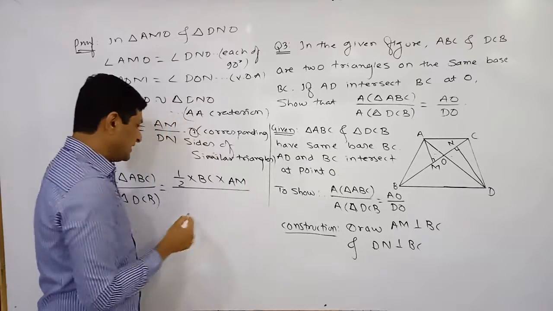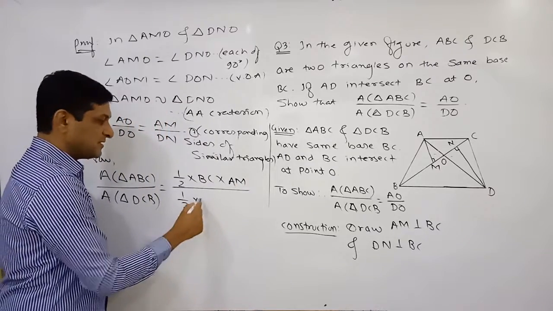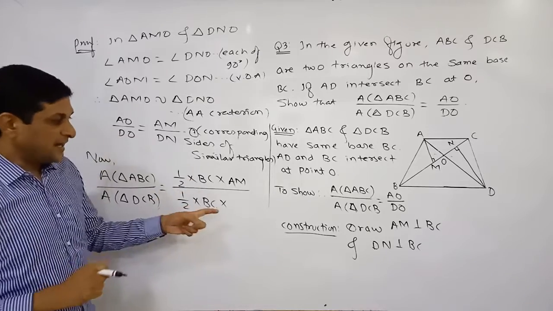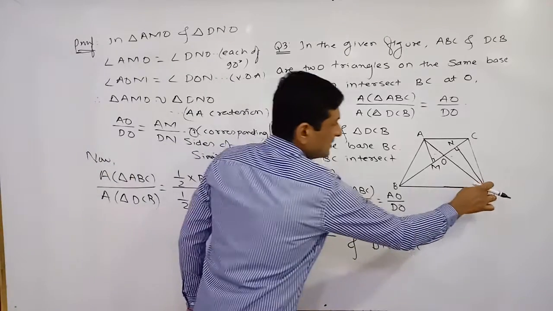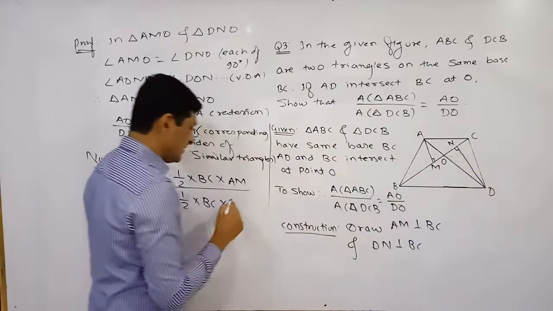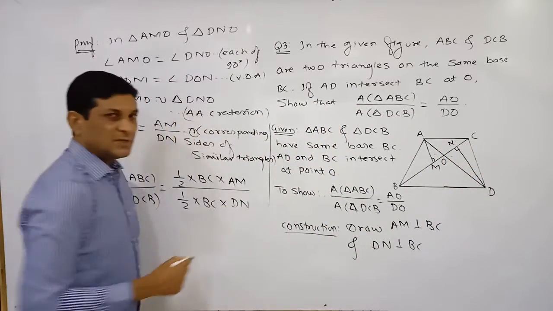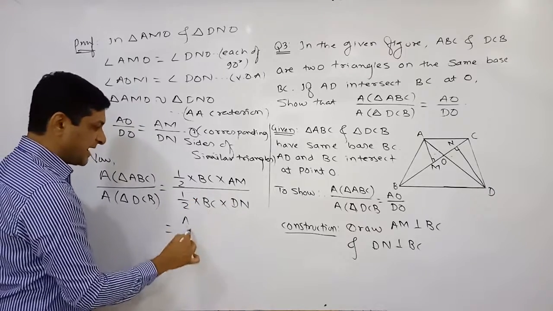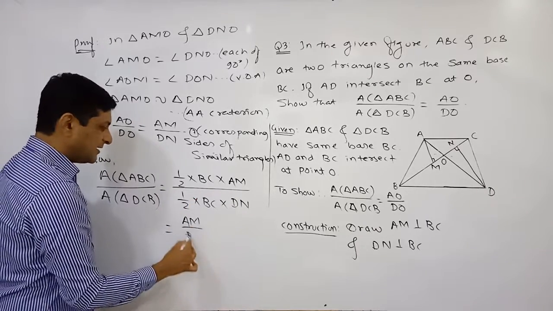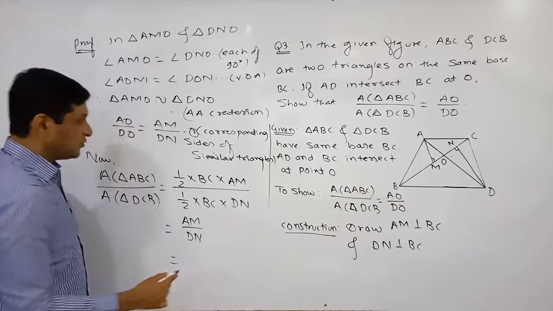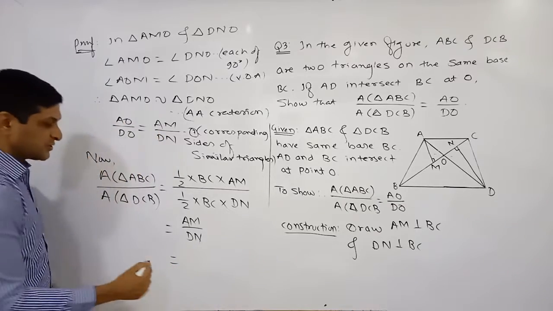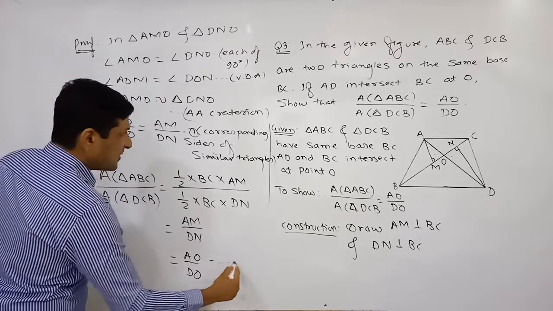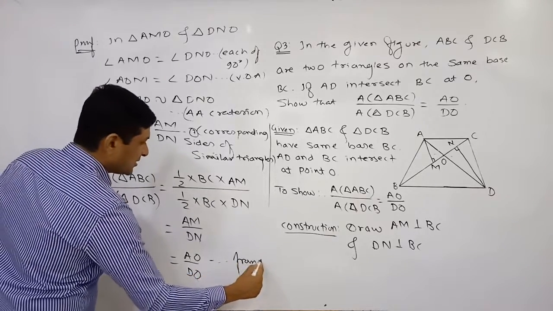So AM. In this triangle also the base is BC. It is already given in our example that these two triangles have the same base, and as the height of this triangle we have, according to our construction, DN. So now here half BC and half BC will get cancelled. What is the remaining part? AM upon DN. But AM upon DN will be equal to AO upon DO. So this value we are substituting from equation number first.